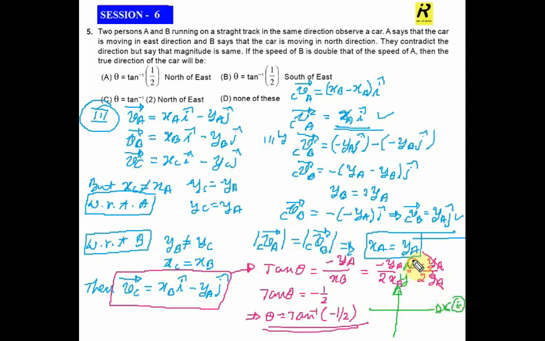Right. This is north. So now theta is tan inverse half. That means it comes somewhere here. It comes somewhere here. So it is somewhere here. Here it is. So theta is equal to this much, what I can write. So in this portion the actual direction of the car is observed. That means it is south of east, right? So this much south of east is what we are seeing. That means this much angle south of east. This is correctly said in option B. So option B is exactly the correct answer for this question.